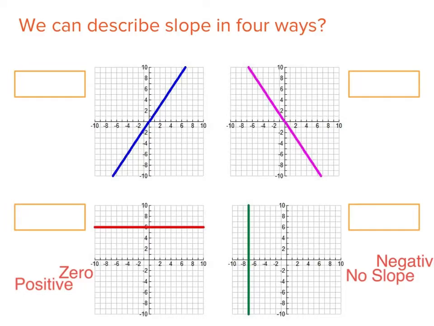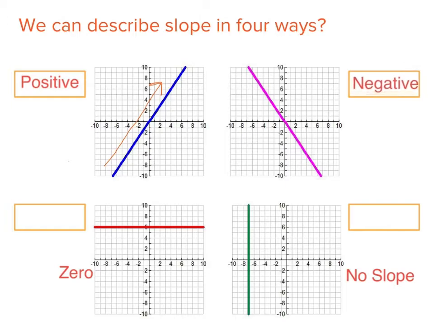We can describe slope in 4 ways. The first way is a positive slope. So when I'm looking at this line from left to right, the slope of this line is positive because this line is going upwards. The second way is a negative slope. So again, when I'm looking at the line from left to right, it's going downwards, so it's a negative slope.